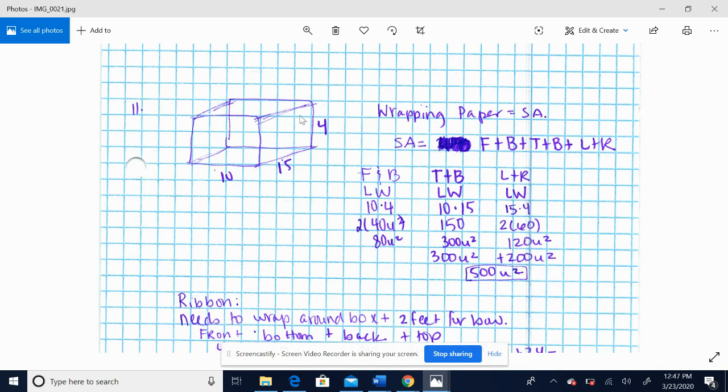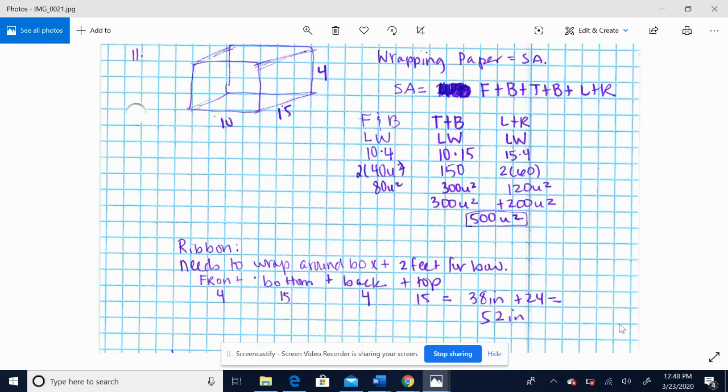The top and the bottom is going to be a 10 by 15. So I have 2 of those, which is 300 units squared. And then I have my left and the right, which is a 15 by 4, which is 60, and double those, I have 120 units squared. So 500 units squared, which I guess this is inches. It's 500 inches squared to cover the entire box, assuming there's no overlap.